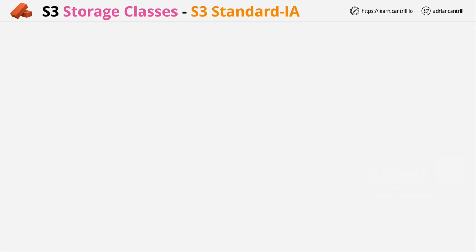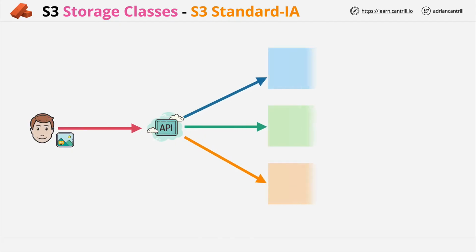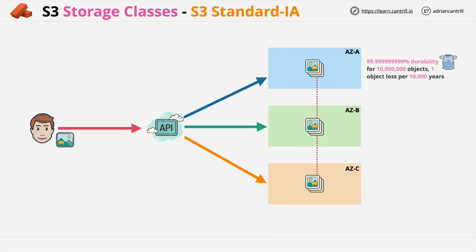So Standard Infrequent Access shares most of the architecture and characteristics of S3 Standard. Data is still replicated over at least 3 availability zones in the region, the durability is the same, the availability is the same, the first byte latency is the same, and objects can still be made publicly available.